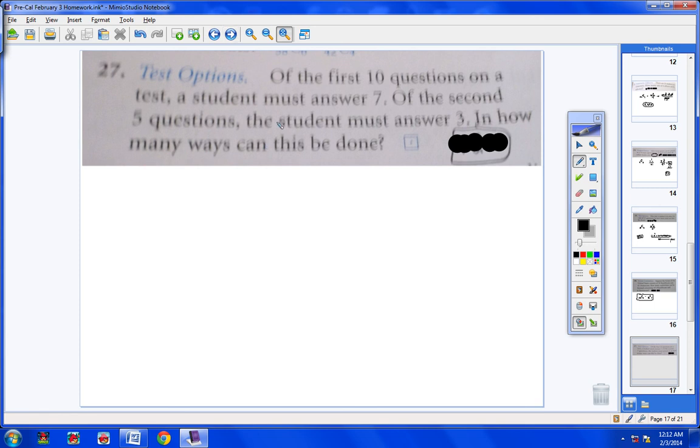Number 27, of the first 10 questions on the test, a student must answer 7. Of the second 5 questions, a student must answer 3. And how many ways can this be done? Well, if you think about that, the first 10 questions, that's a group of 10, you must answer 7. And order doesn't matter. Any 7 questions you ask, no matter what order they're in, they're still the same 7 questions. And then we have a group of 5 questions, so I'm going to put a 5 right here, and you must answer 3. So we're pulling out 3 sets.